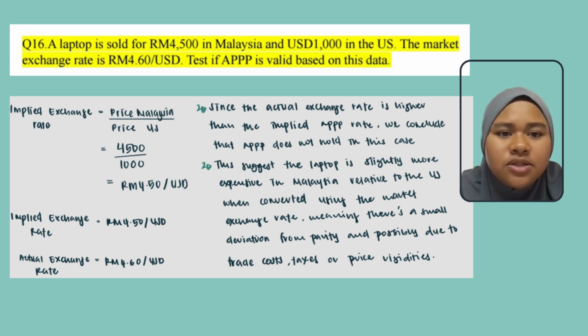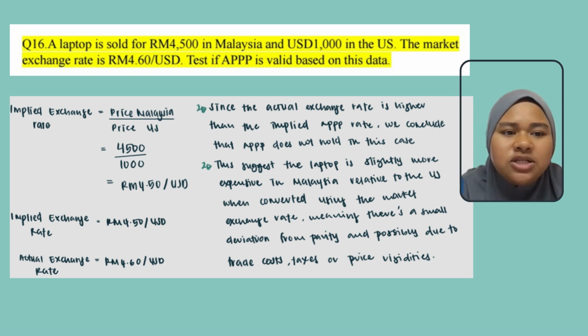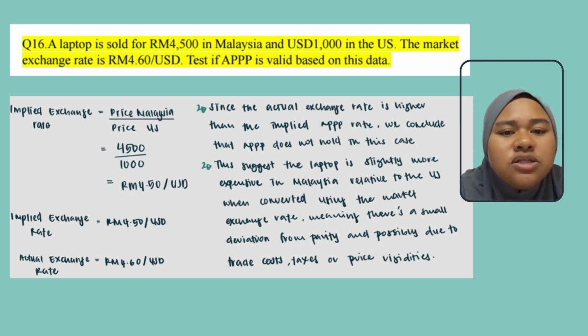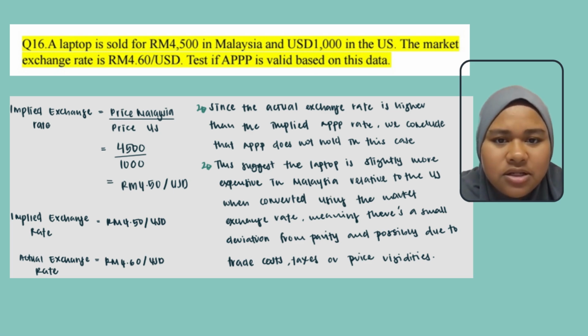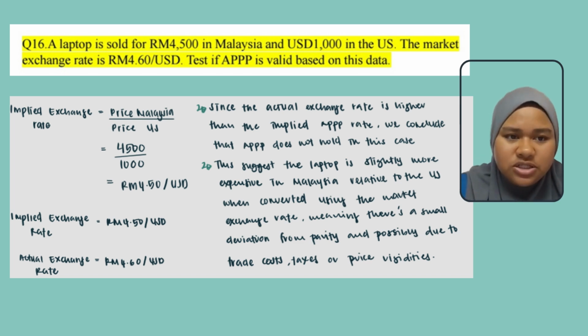In this case, absolute purchasing power parity does not hold exactly. The deviation is small. It may reflect factors such as import taxes, transportation costs, and also market inefficiencies. APPP also is a theoretical concept. Real-world data often show slight deviations.